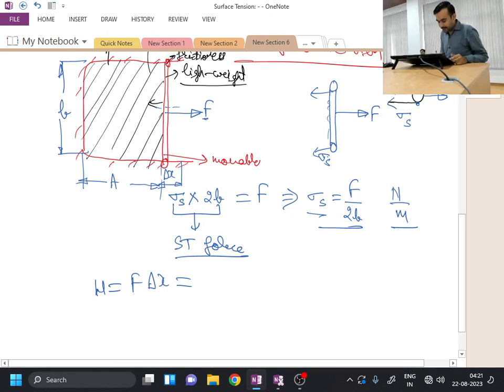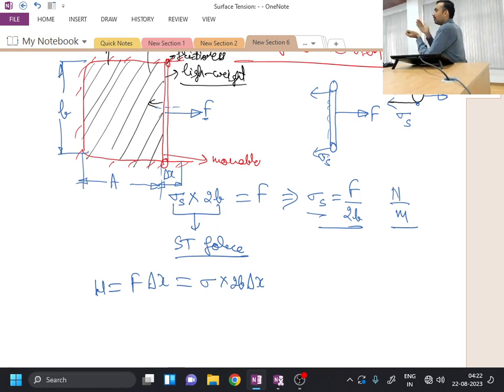So I can write this W as nothing but F delta x, and F I can replace with sigma times 2b into delta x. So delta x is this displacement and b is the width in the other direction, okay. So b into delta x will be the area of the planar portion through which the surface area of the free surface has now increased from one side.